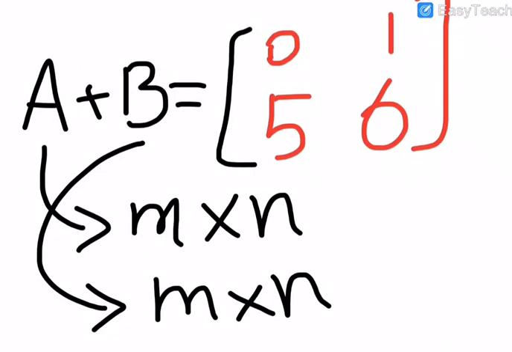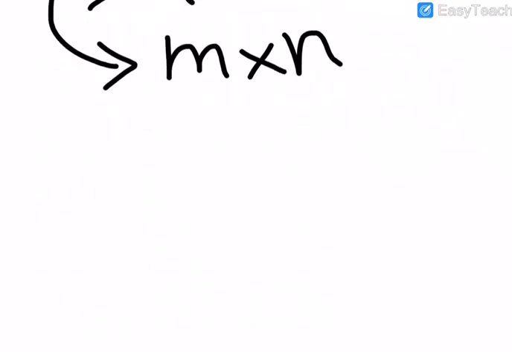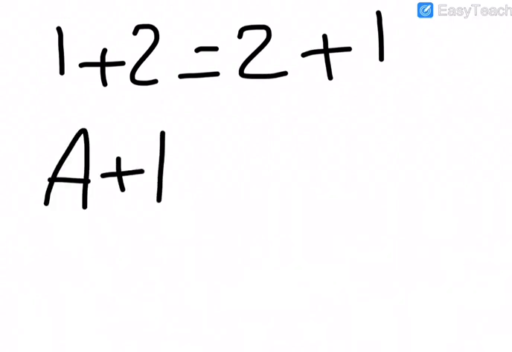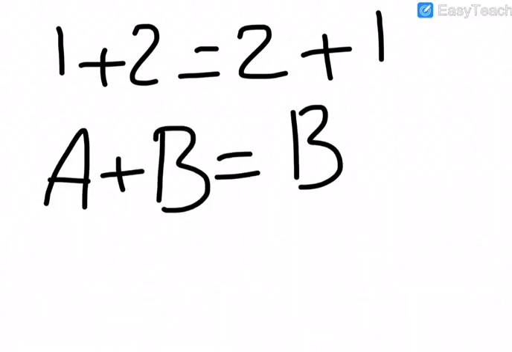Now there are two important properties in summation. In numbers, we know that 1 plus 2 is equal to 2 plus 1. We call this the commutative property. It means you can change the places in the summation, right? Is it the same in matrices? A plus B is equal to B plus A. Yeah, we have the same. So matrix addition is commutative. Okay, don't forget.